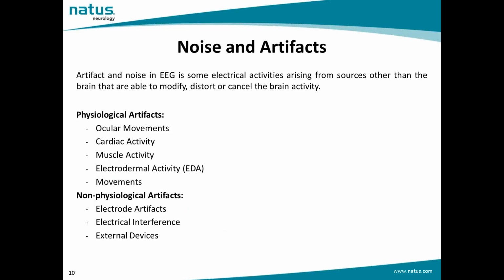One of the biggest challenges in using EEG is the very small signal-to-noise ratio of the brain signals that we are trying to observe, coupled with the wide variety of noise sources. Artifacts and noise in EEG are electrical activities arising from sources other than the brain that are able to modify, distort, or cancel the brain activity.